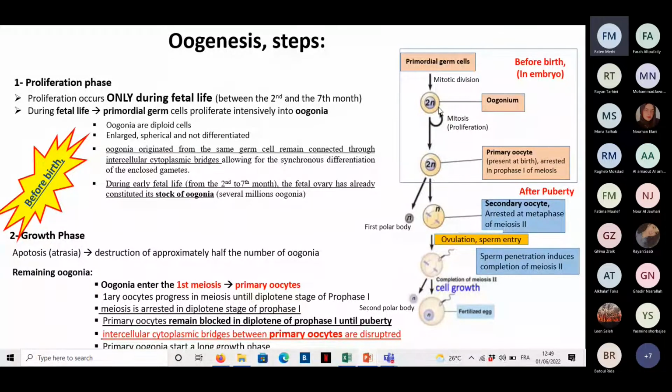Also, as we have explained during the spermatogenesis, there will be many divisions of the oogonia. The cells dividing and coming from one oogonium will be connected to each other by cytoplasmic bridges that will allow their synchronous differentiation. So they will divide at the same time, and whenever we have atresia, some of them will die, and the others will enter the meiosis at the same time.